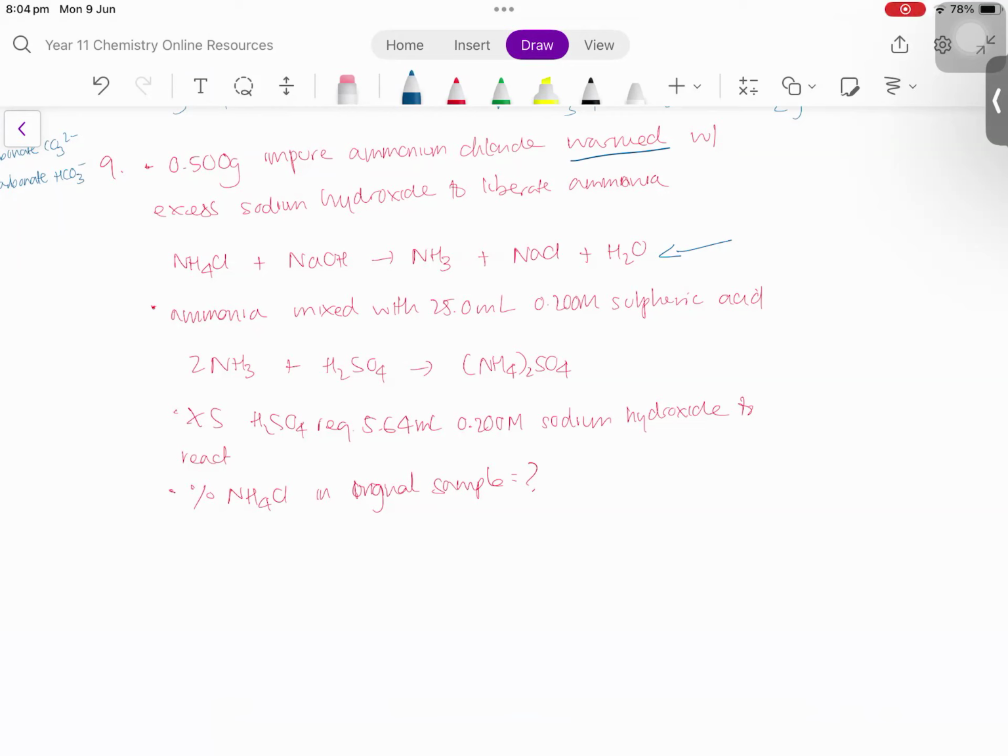So they liberated ammonia. The ammonia that gets liberated then mixes with 25 mL of 0.2 molar sulfuric acid. They've given you the equation for that as well. Again, it's not one of the ones in your Module 3 course, so this one has to be given. The excess sulfuric acid required 5.64 mL of 0.2 molar sodium hydroxide to react. That one, the equation's not given, which makes sense. This is an acid-base reaction that is specified in your Module 3 course. What's the percentage of NH4Cl, ammonium chloride, in the original sample?